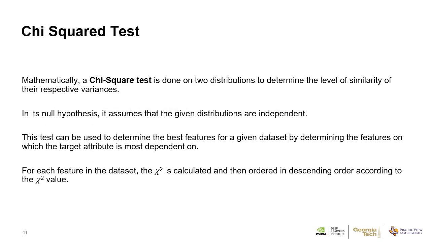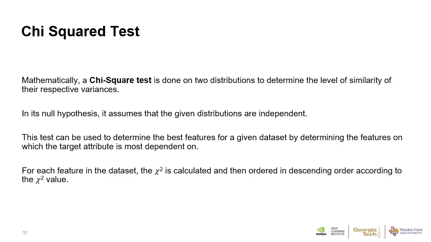Mathematically, a chi-squared test is done on two distributions to determine the level of similarity of their respective variances. In its null hypothesis, it assumes that the given distributions are independent. These tests can be used to determine the best features for a given data set by determining the features on which the target attribute is most dependent.